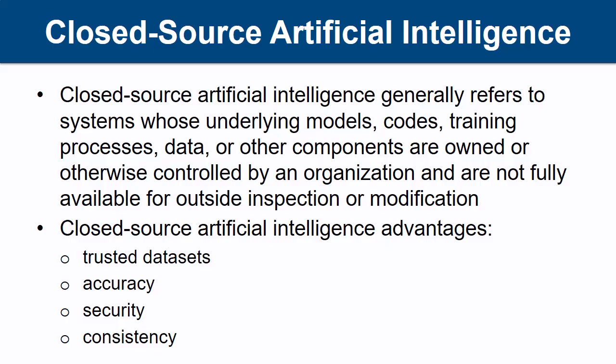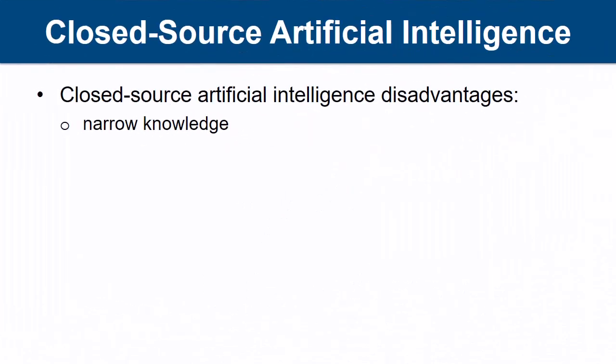But closed-source AI also has limitations. The first limitation is narrow knowledge. A system designed around carefully controlled information may not have access to the broader range of information available through more open approaches. This limits the data available to the AI system upon which it may draw conclusions. The second limitation is reduced flexibility. If the AI system has been designed for a specific purpose, users may have limited ability to modify it for new situations.